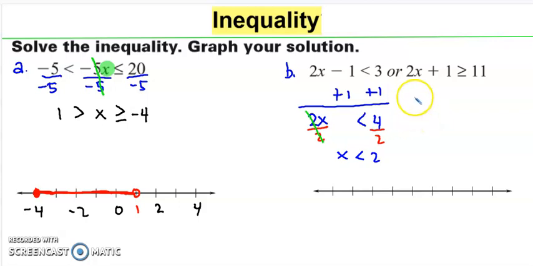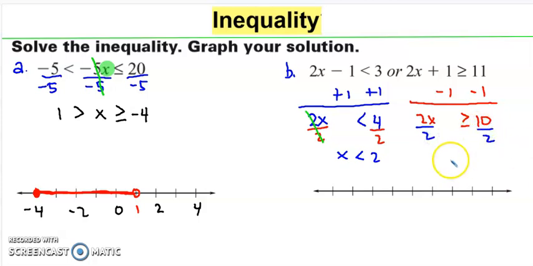Now the second inequality, we're going to subtract 1 from both sides. So we are left with 2x on the left side, and on the right side we have a 10. And then we divide both sides by 2. So we are left with x is greater than or equal to 5.